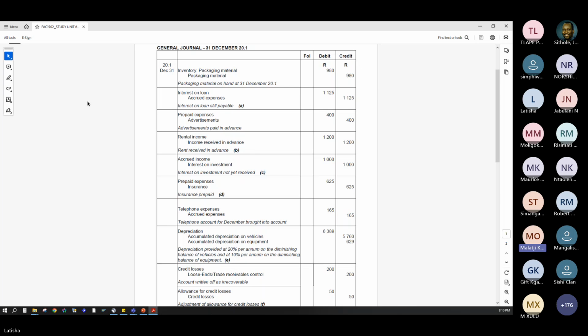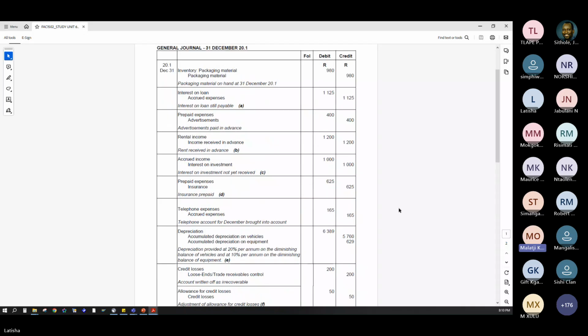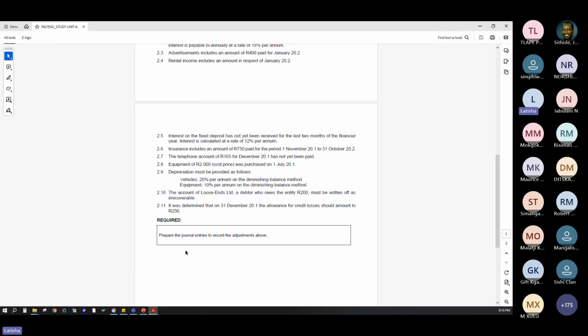Okay, I can see that it's a general journal format. Yes, I can see that it's a general journal. But according to the question, it says prepare the journal entries. Yes, it doesn't specify. Maybe I'm not sure if any of my colleagues have a different suggestion or explanation.